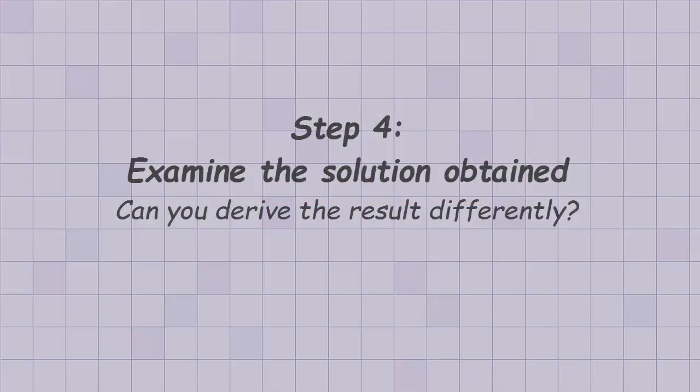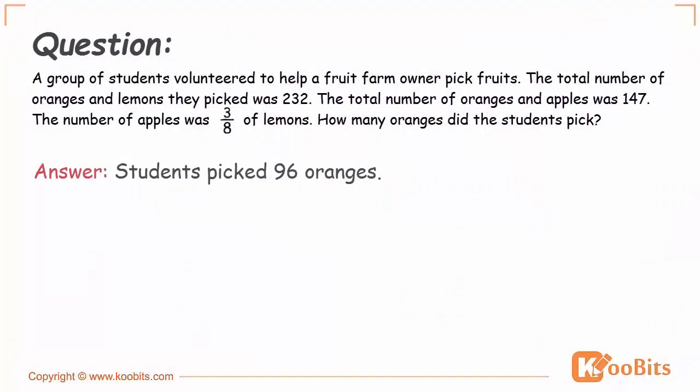Let's move on to check our answers and ensure they are correct. From our answer, we know students picked 96 oranges. Let's check if the sum of oranges and lemons is 232 as stated in the question. 1 unit is equal to 17.